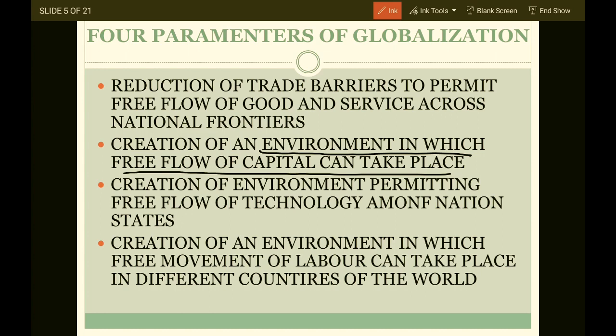Next, creation of an environment permitting free flow of technology. See, a very important point this is. Free flow of technology. India is not technologically sound. We rely on agriculture basically for GDP, GNP, per capita income. India is an agro-based country. We don't have much technology. We are technologically not sound. So what happened after globalization? More technology came into India, new software came into India, and the standard of living also increased.